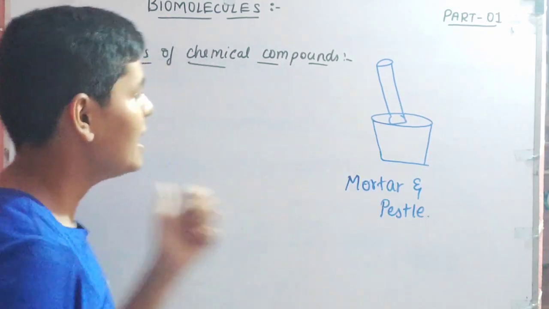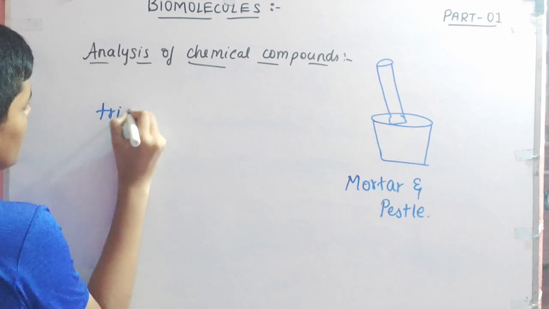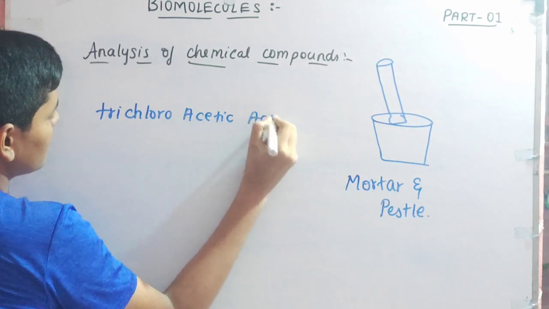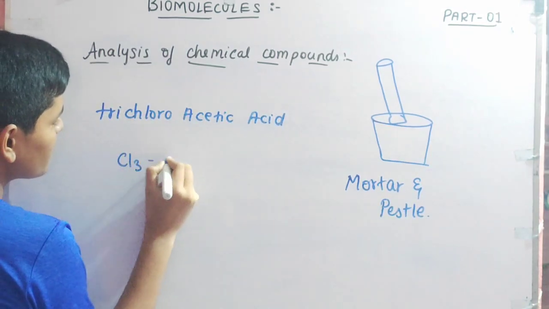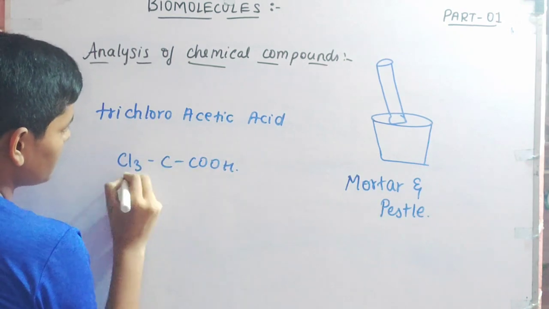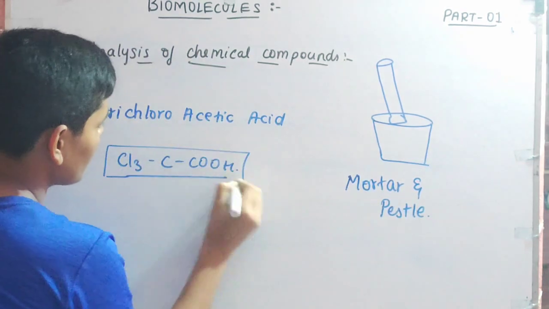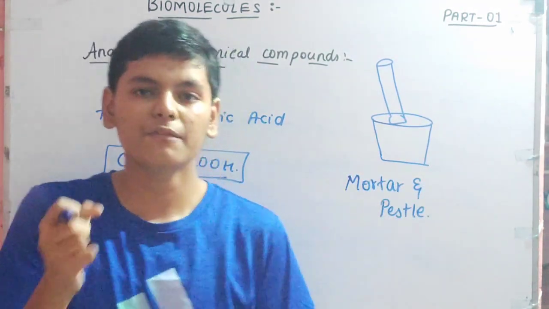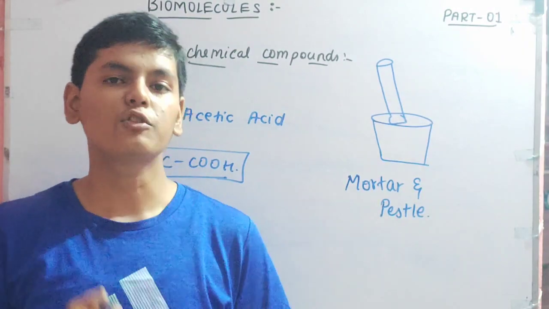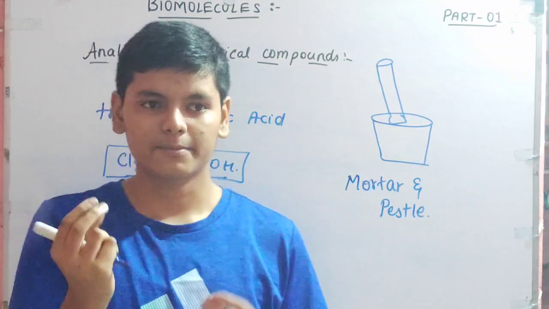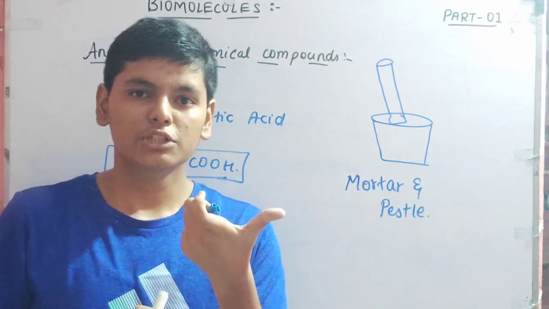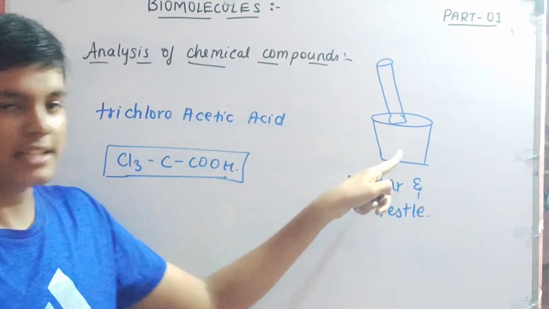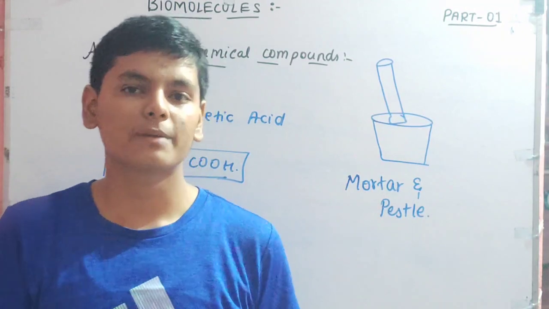Then we need to add trichloroacetic acid, which is Cl3CCOOH. This is a compound which we have to add in the mortar and pestle. Then we have to grind it. After grinding it, we have to make a slurry. Slurry in the sense that some sliming component. So we take a piece of cell, we add it in mortar and pestle, then we take trichloroacetic acid, we add it inside the pestle and then we grind it. After grinding, we obtain a slurry.